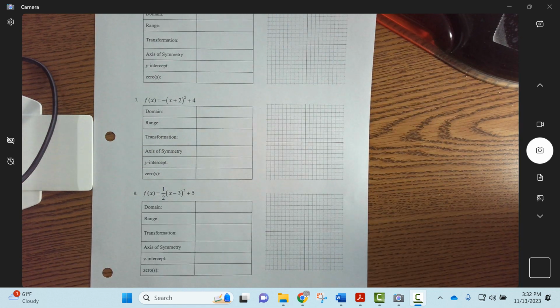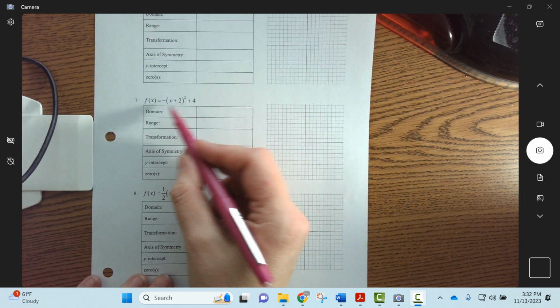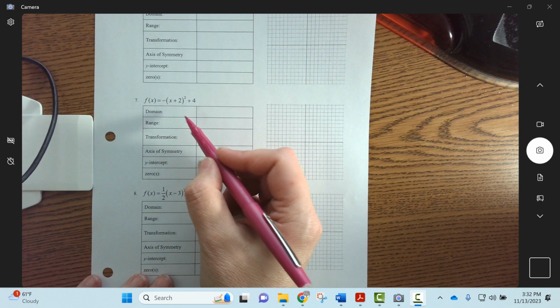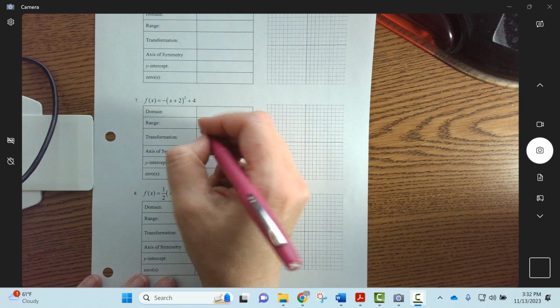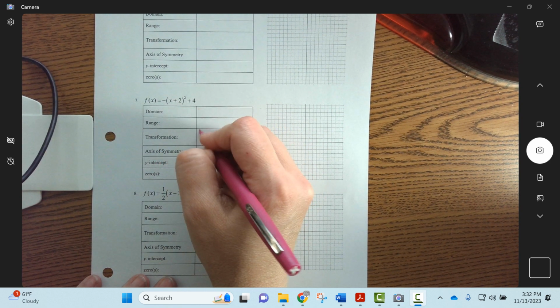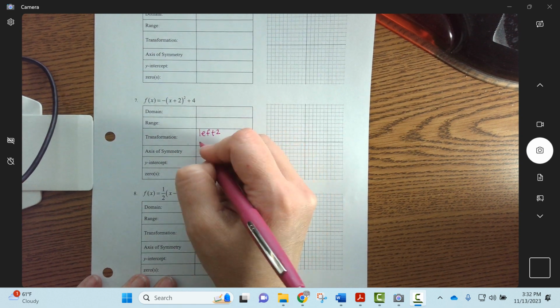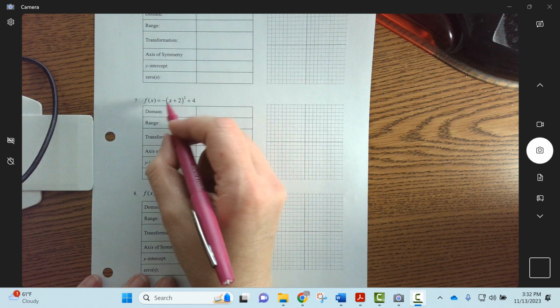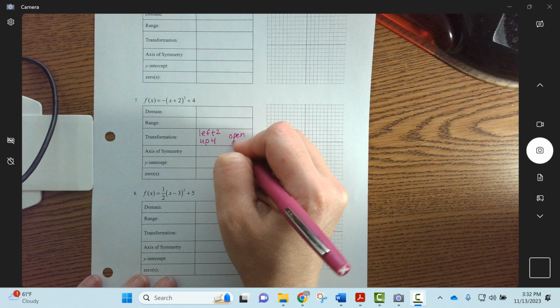Let's go look at one that shifts a little bit more than that. So let's look at 7. So there's a couple things going on in 7, and then I'll have you try on your own. In here, it's going to move to the left 2. On the outside, it's going to be up 4. And then the negative in front is going to have it open down, or it's going to be upside down.